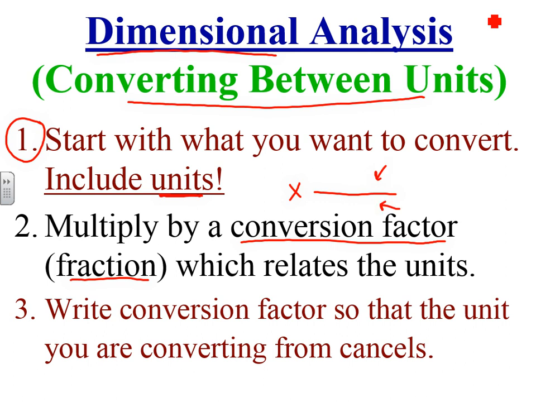And then thirdly, you will write the conversion factor, the fraction, so that the unit you are converting from cancels out. So you'll see that, for example, if you begin with grams and you want to convert away from grams to, say, kilograms, you'll have to put grams on the bottom, so the two cancel out. We'll do a lot of problems with this, and it'll make much more sense.